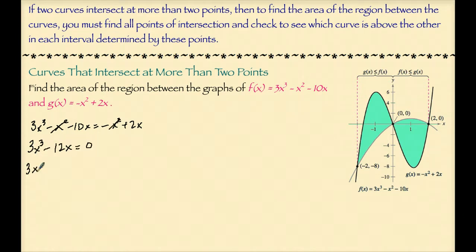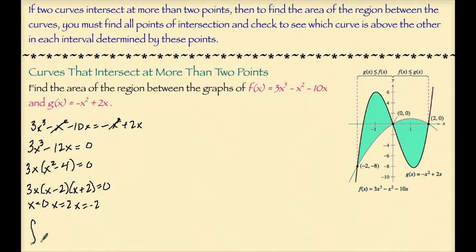When we factor out a 3x, we're left with a difference of squares, x squared minus 4. This factors into x minus 2, x plus 2, giving us 3 points of intersection: 0, 2, and -2. This means in the first interval, we'll integrate from -2 to 0, f of x minus g of x dx, and in the second integral, we'll integrate from 0 to 2, g of x minus f of x.